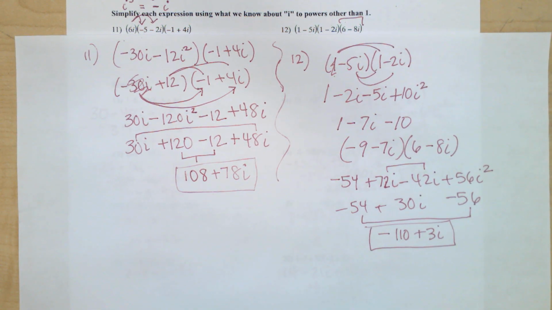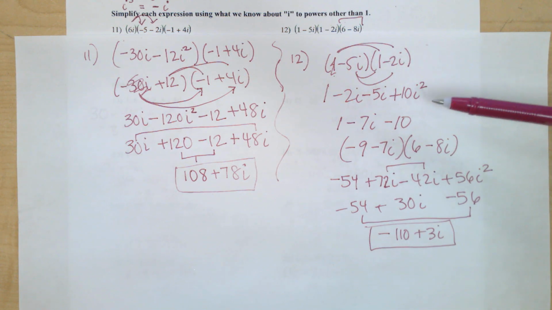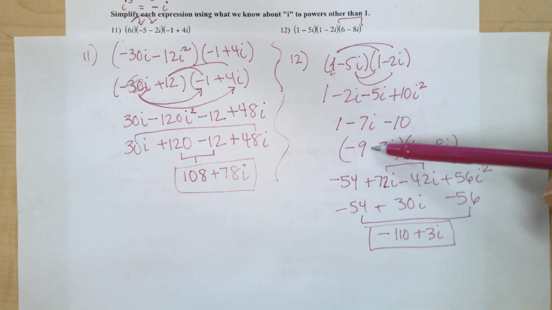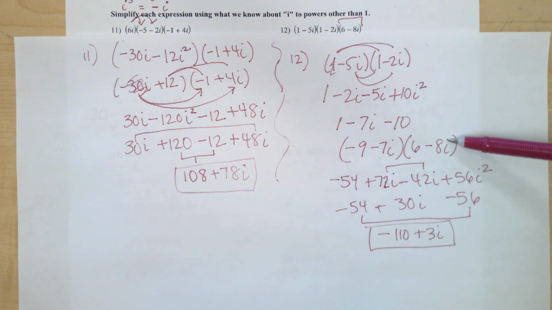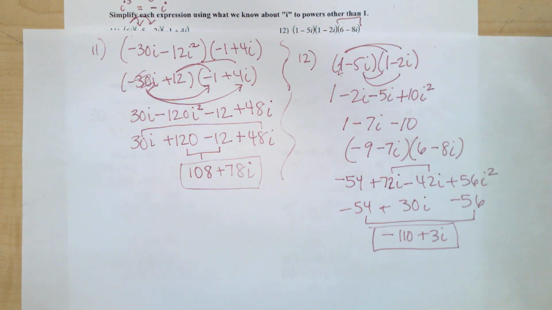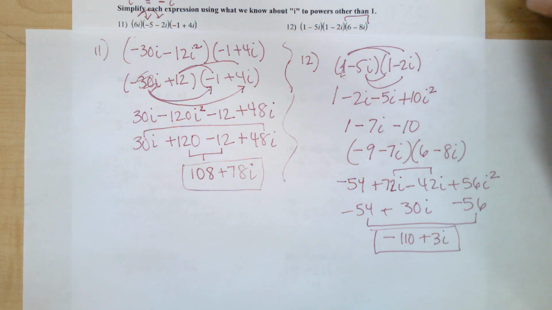So I'm speeding up just a little bit because we are doing the same steps. You're multiplying, then you're simplifying your i squared, combining like terms, and so on and so forth. So if you want to write those down, you're more than welcome to.